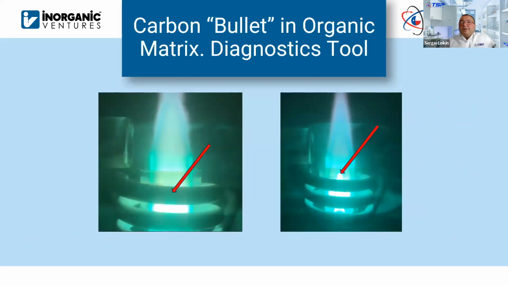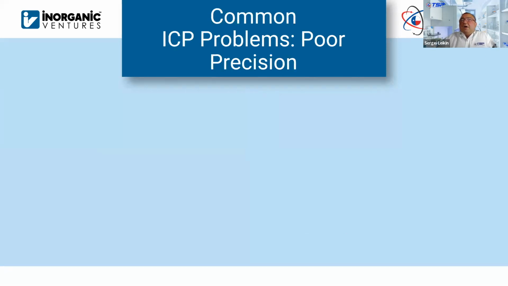Here is another option to look at the bullet. This is when you run organics. This is how the plasma looks, and you see this green color coming from the carbon. On the left picture, you see the bullet is kind of hiding behind the loop of the coil. And on the right picture, it's showing the proper position of the bullet.